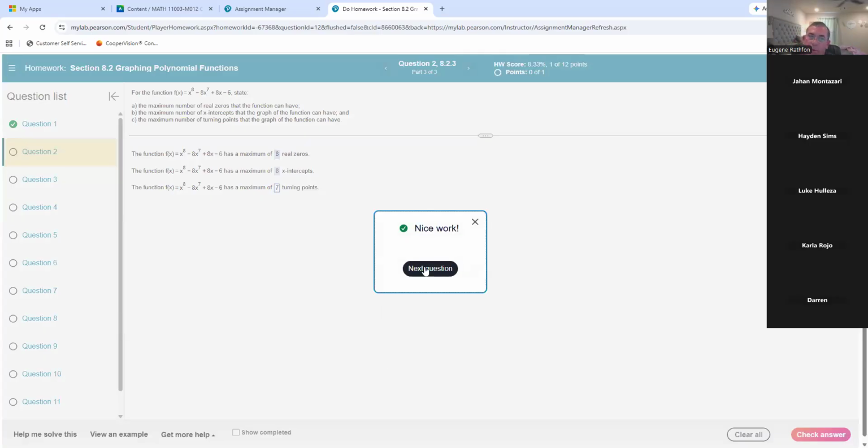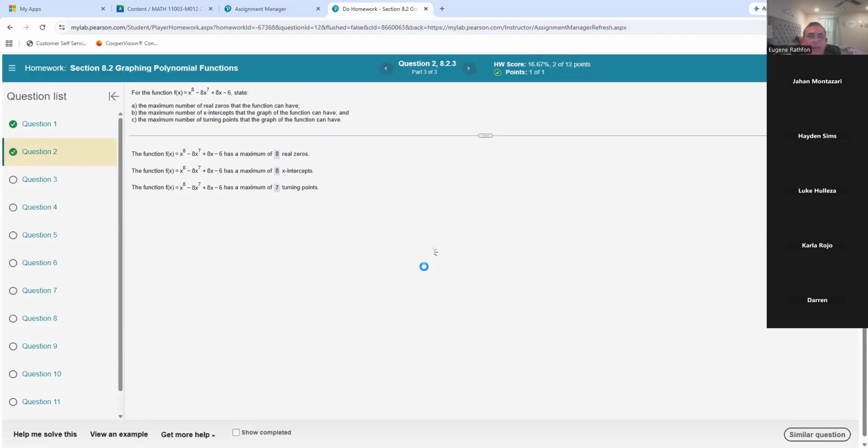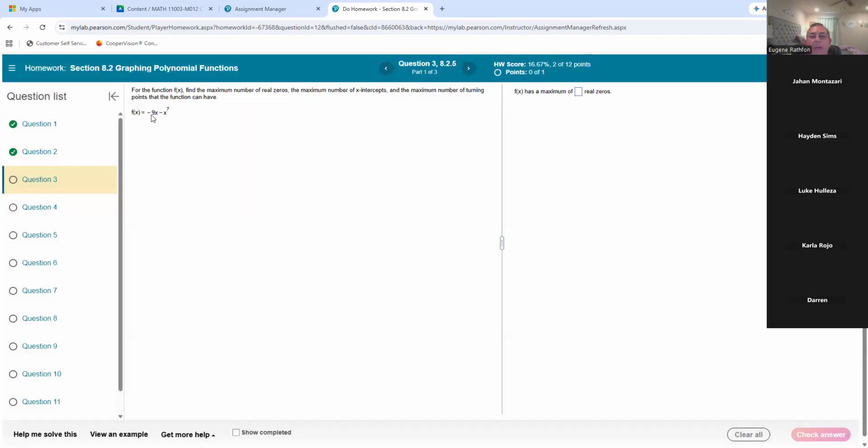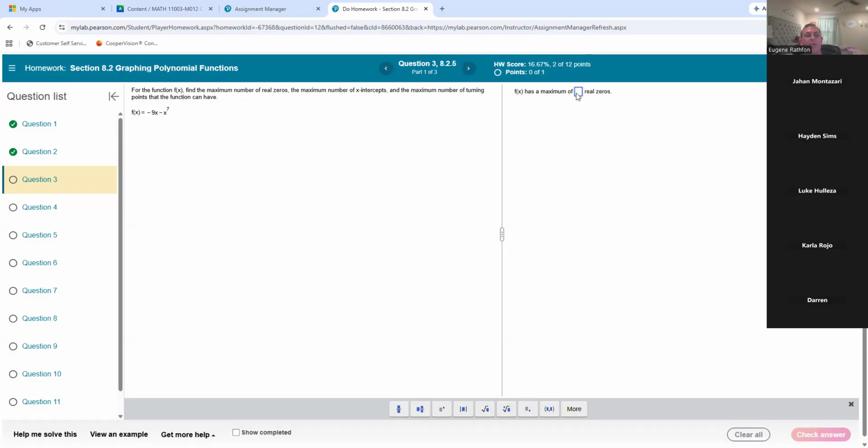All right, y'all, so this next one, we're going to throw a little bit of a curveball at you. They're giving me negative 9x minus x to the 7th. So what would y'all say were the maximum real zeros for this problem? All right, it's definitely going to be 7.